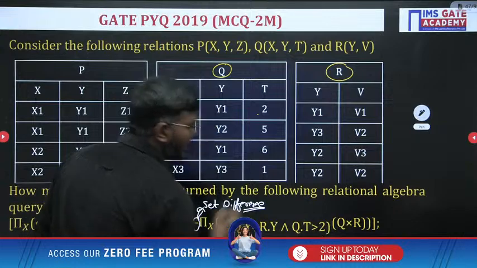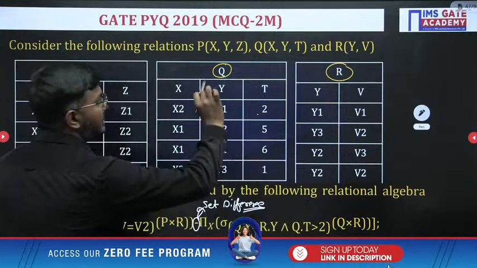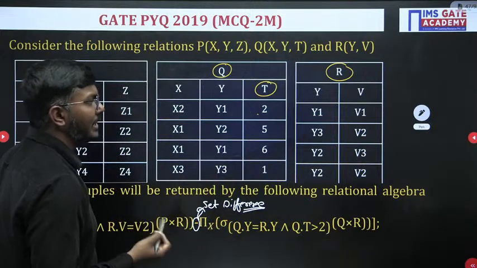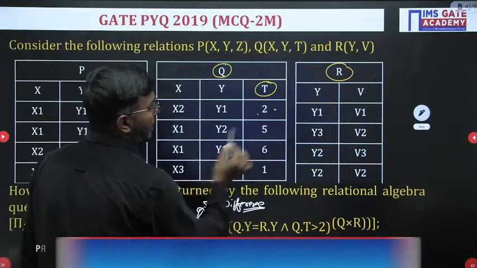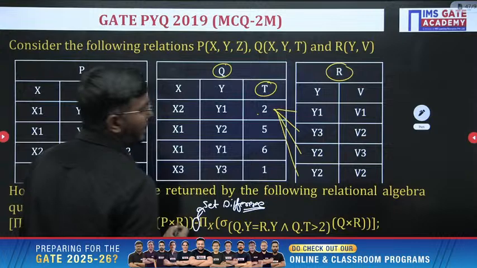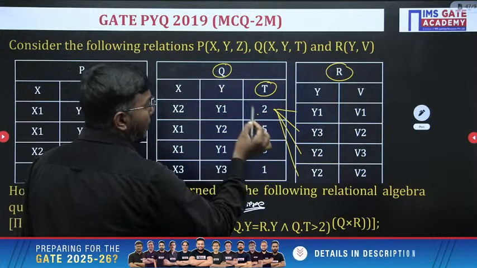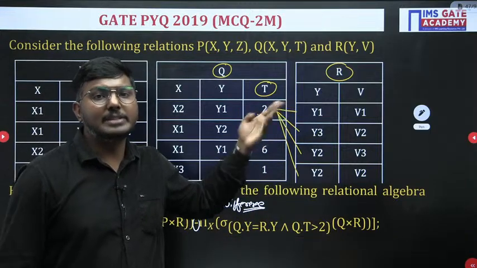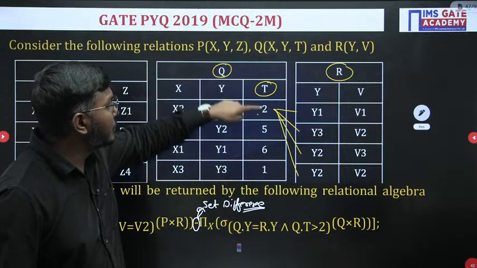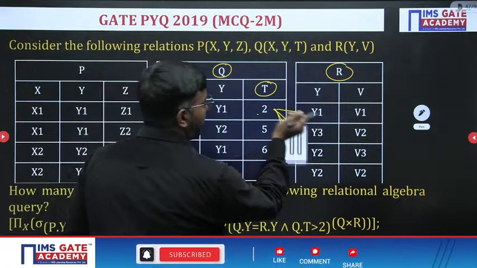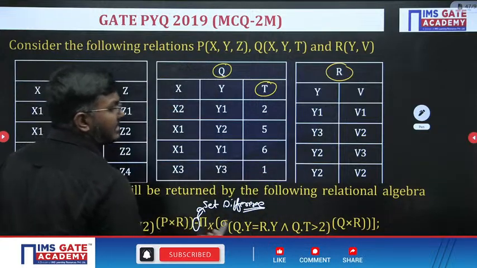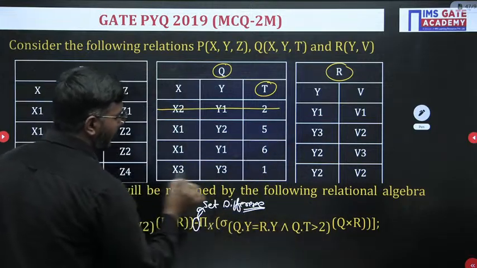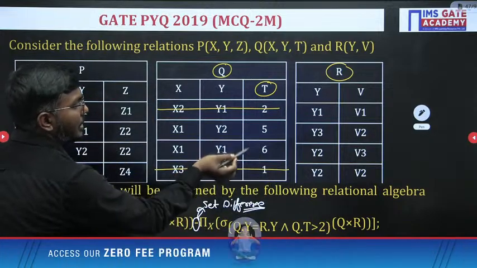Condition is Q dot T greater than 2. So the Q dot T value must be greater than 2. If you join this first record with all the records, because its Q dot T value is not greater than 2, it will be rejected in the selection procedure. So 4 records will be rejected, because Q dot T is not greater than 2. The first record will be removed by this condition and the last record will be removed. Now we are left with only 2 records.